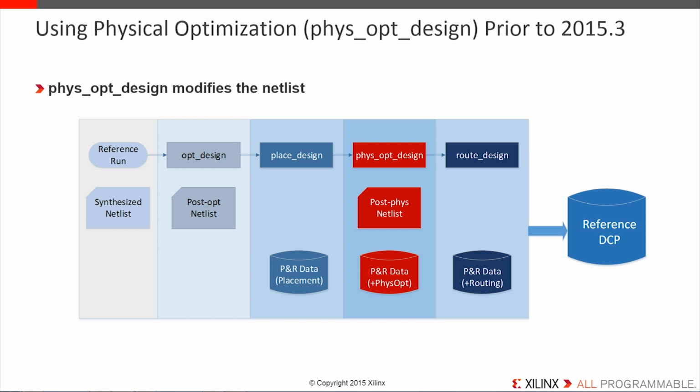Then the design is placed, which typically does not change the netlist, but results in the place and route data populated with placement data. Next, physical optimization is run, which typically modifies both the netlist and placement, which affects the place and route data. Finally, the design is routed, and the routing data is stored in the place and route data. The final routed reference DCP contains a netlist which contains changes from physical optimization.